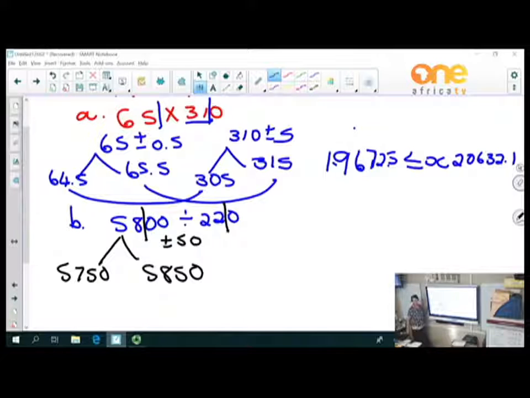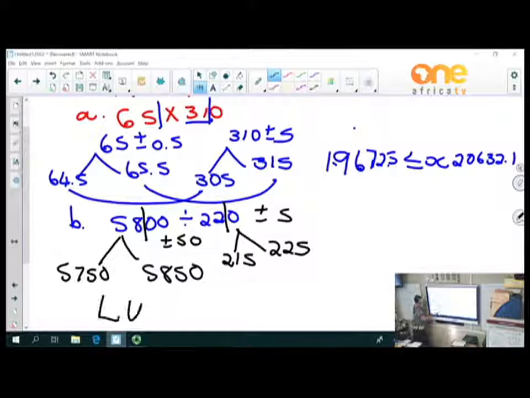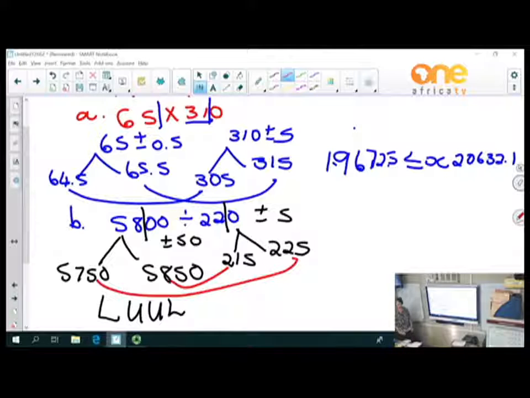Now look at this one. There are two significant figures, so what will be the maximum error? Yeah, plus or minus 5. So now the upper bound is 225 and the lower bound is 215. This is division, so what must it be now? Lower, upper, upper, lower. That's what we do now.